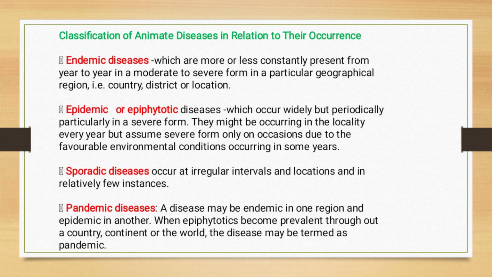Third one, sporadic diseases occur at irregular intervals and locations and in relatively few instances. Last one, that is pandemic disease. A disease may be endemic in one region and epidemic in another. When the epiphytotic becomes prevalent throughout a country, continent, or the world, the disease may be termed as pandemic.